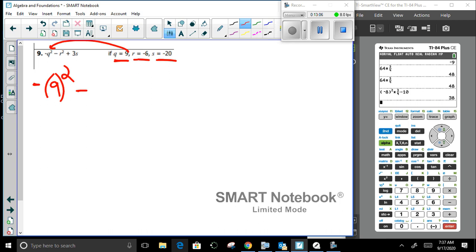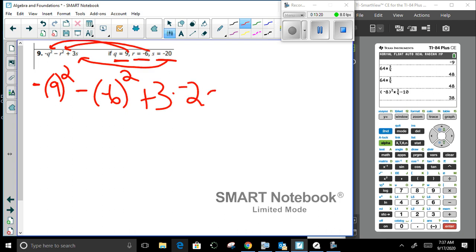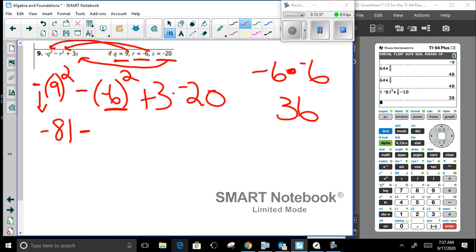Minus r squared. Now be careful. R is negative. So I'm squaring the whole negative there. Plus 3 times s, which is negative 20. All right, now because I'm only squaring the 9, 9 squared is 81, and I have to keep that negative, minus negative 6 squared means negative 6 times negative 6. Negative times negative is positive 36, plus positive 3 times negative 20 is negative 60.